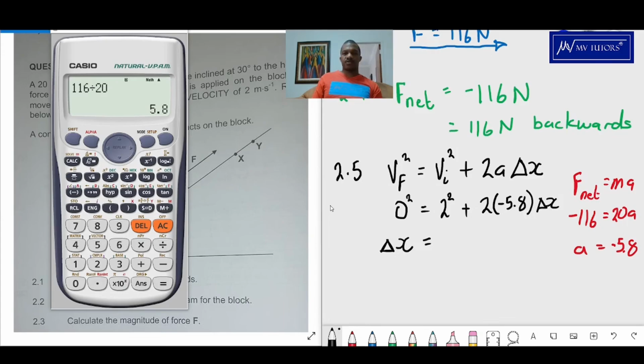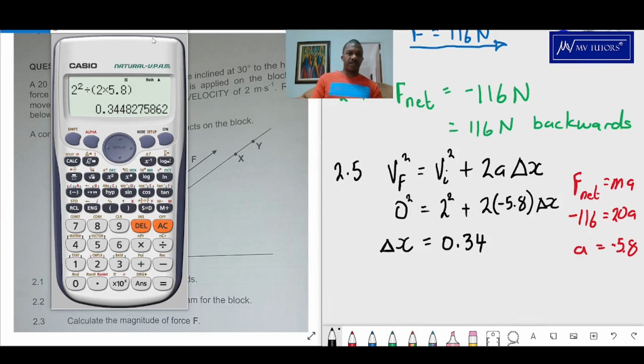If I take this 2 squared to the other side, it becomes negative 2 squared, and then I need to divide it by, open the brackets, 2 times 5.8. Cool. And my final answer is 0.34. Okay, I'll leave it in 2 decimals.